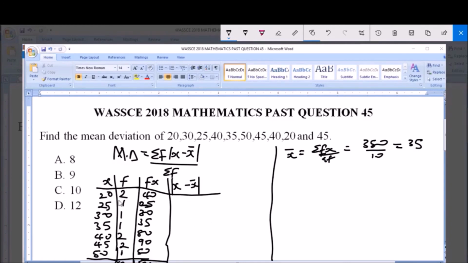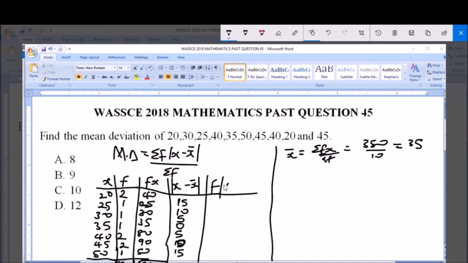Now, like we know, x is 20 and our mean is 35. So 20 minus 35 will give us minus 15. But because of this determinant here, it will be positive. So we have 15. The same applies to 25 minus 35, that's minus 10, but we have to write 10. Also 30 minus 35 is minus 5, but we have to write 5 because of this determinant. Then 35 minus 35 will give us 0. 40 minus 35 will give us 5. 45 minus 35 will give us 10, and 50 minus 35 will give us 15. Now from here we can now estimate what?